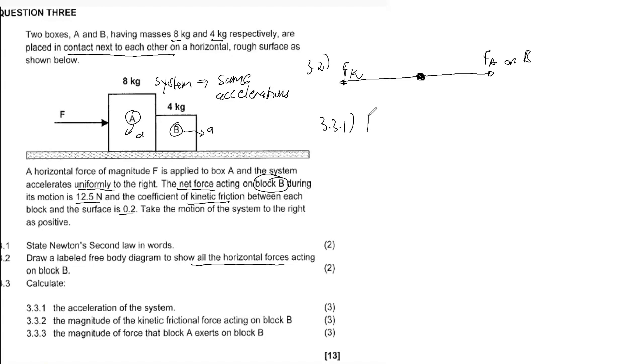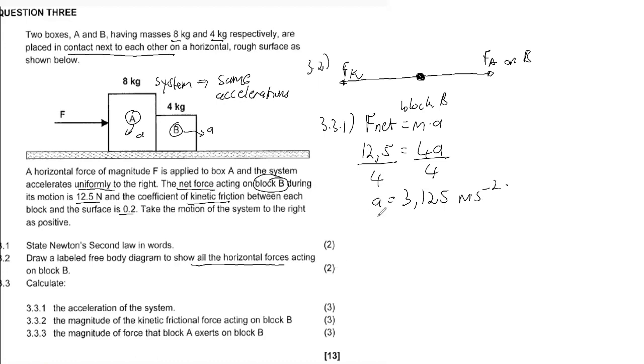So remember that for blocks moving as a system, the acceleration is always the same. So now you can just go F net is equal to ma. Now consider that we are using block B. We are told that the net force on block B is 12.5, and the mass of block B is just 4. Then we are looking for the acceleration, so we can divide both sides by 4. Now our acceleration is 3.125 meters per second squared, right? And since they said acceleration, we can just say to the right, because remember, acceleration is a vector.